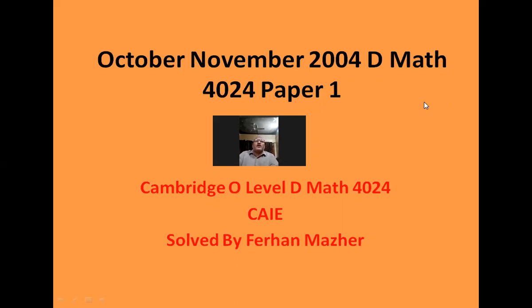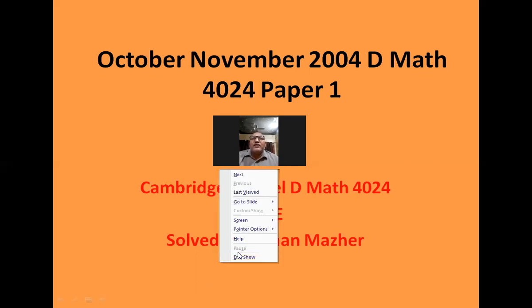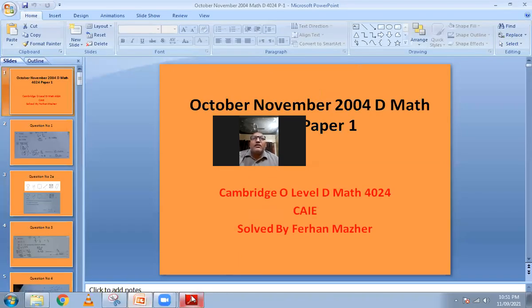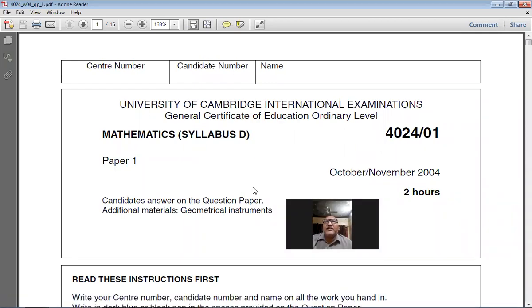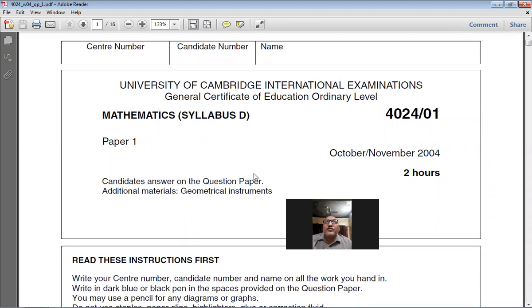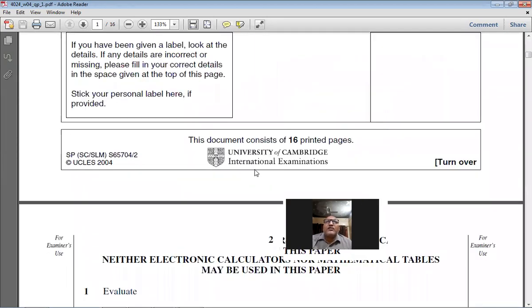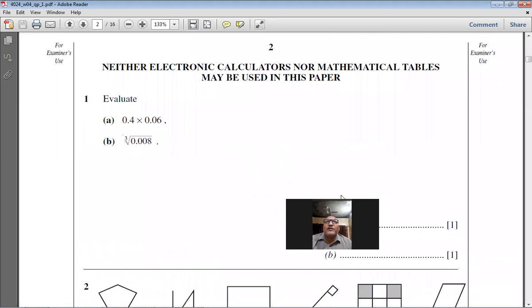Today, we have set our hearts to solve a Paper 1, and this paper is October-November 2004. The time allowed for this paper is 2 hours. So let's start this paper. This is Mathematics Syllabus D, October-November 2004. 2 hours is allowed. Calculator is not allowed in this paper.